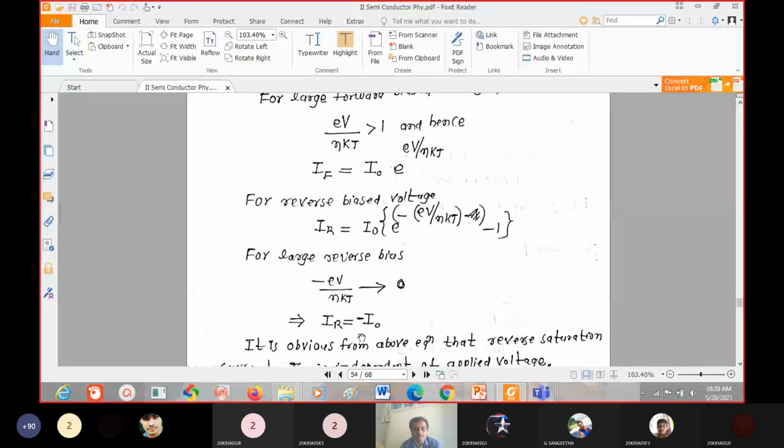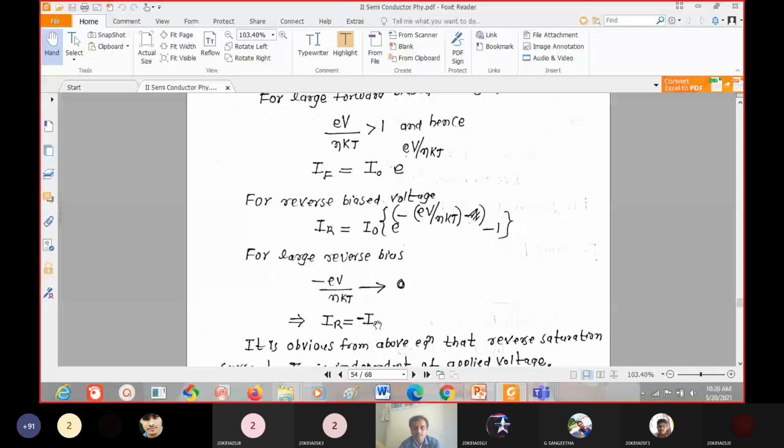That means in reverse bias, up to the breakdown voltage, the current passing through the diode is constant. That current we call the reverse saturation current. In a diode, if you observe the reverse bias, that current is constant up to the breakdown voltage. What is that constant current? That is I naught, which we call the reverse saturation current. Okay, now after breakdown, what happens? The current will increase drastically.